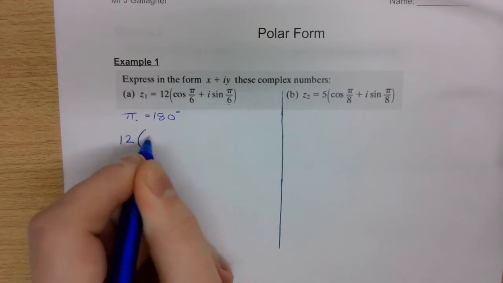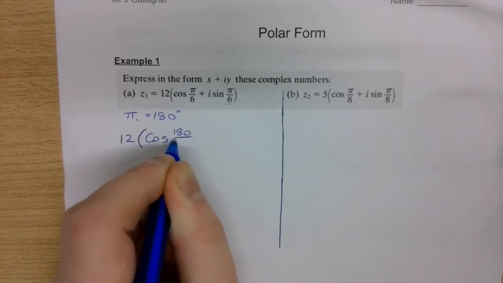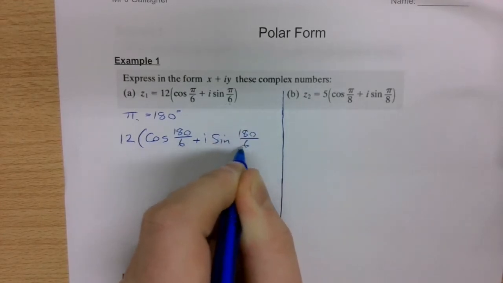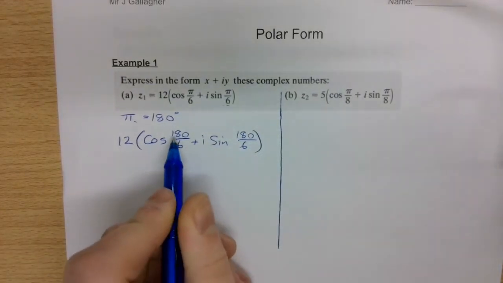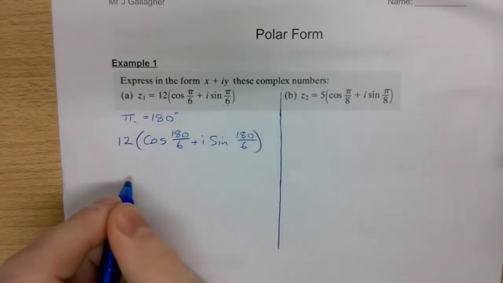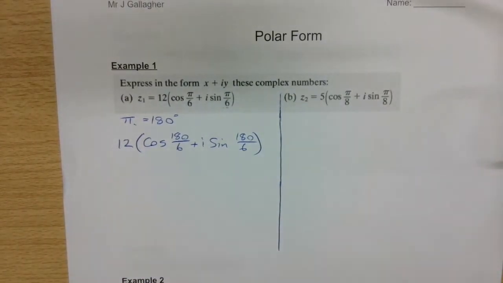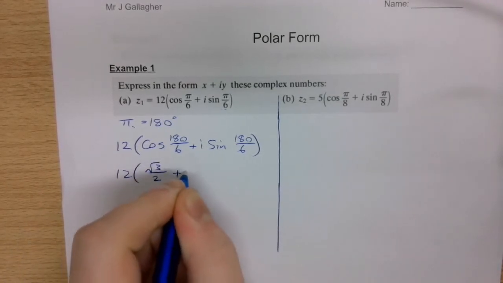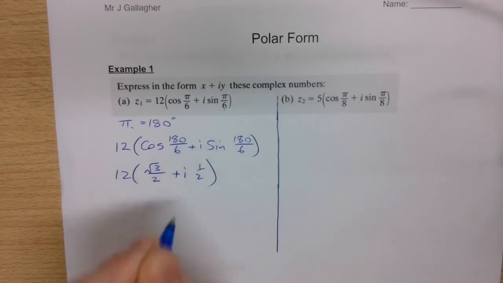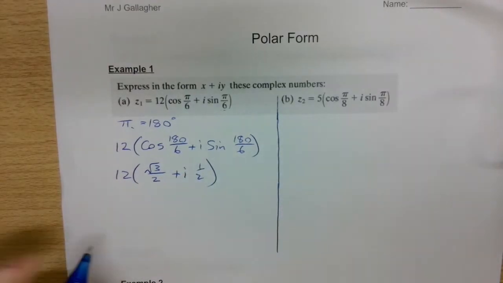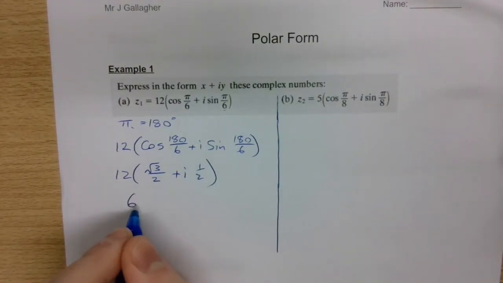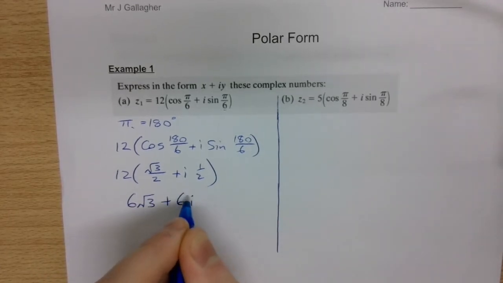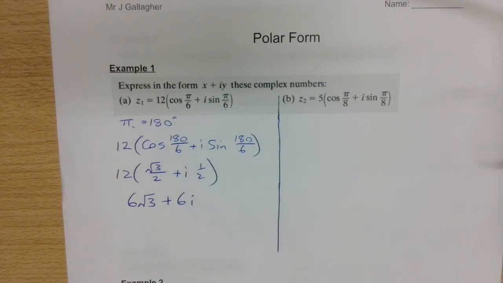So it's going to be 12 cos 180 over 6 plus i sine 180 over 6. And what you can do there straight away is put these parts into the calculator. So it's going to be 12 by root 3 over 2 plus i by a half, or people generally write it as a half i, it just makes a bit more sense. So this answer is going to be 6 root 3 plus 6i, and that is my final answer. I've written it in the form x plus yi.